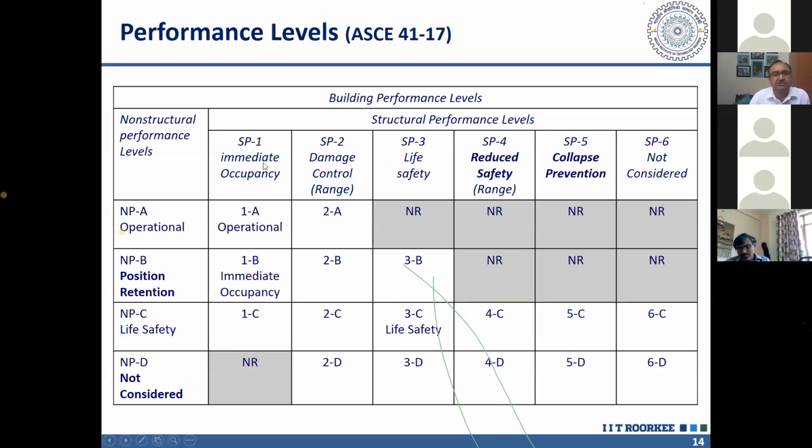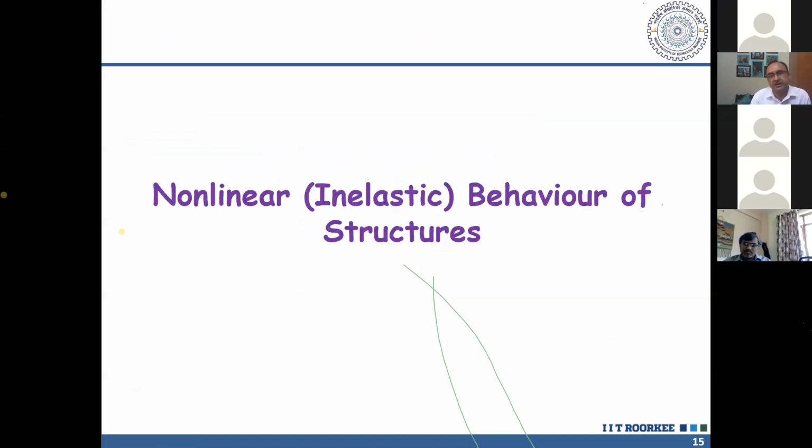You can have some combination of structural performance, some combination of non-structural performance, and you can target any of these combinations. Some commonly used combinations are these three, which are shown here: life safety, immediate occupancy, and operational. And the minimum is this 5D. So that's how, based upon this matrix, we decide our target performance levels. And then we have to ensure these performance levels through our design, and that will involve nonlinear analysis.